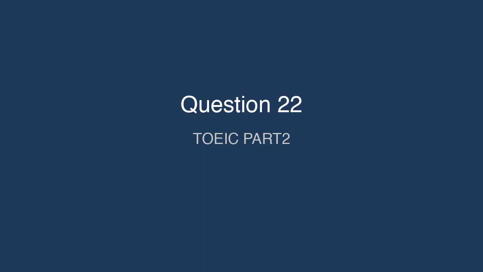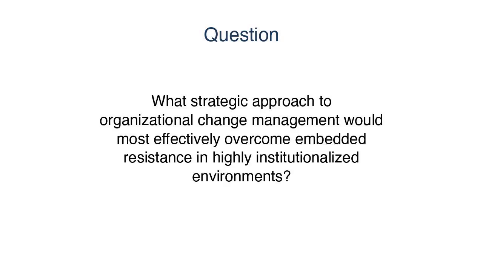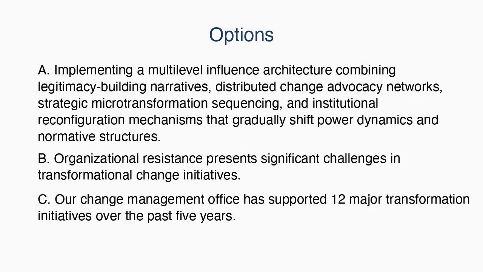Question 22. What strategic approach to organizational change management would most effectively overcome embedded resistance in highly institutionalized environments? Here are your options. A. Implementing a multi-level influence architecture combining legitimacy-building narratives, distributed change advocacy networks, strategic microtransformation sequencing, and institutional reconfiguration mechanisms that gradually shift power dynamics and normative structures. B. Organizational resistance presents significant challenges in transformational change initiatives. C. Our Change Management Office has supported 12 major transformation initiatives over the past 5 years.